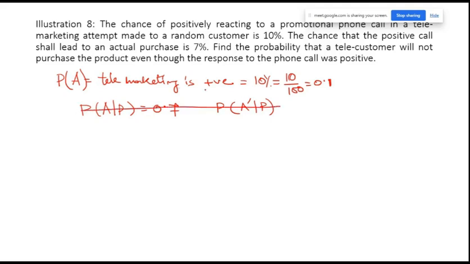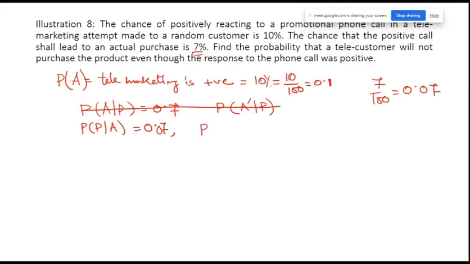A is the telemarketing was positive. Probability of purchase given A is equal to 0.7. The probability of purchase given that the discussion was positive. That means you call me to sell some product, I am taking it positively, then the chance that I will end up purchasing the product is 7%. Sorry, 7%, okay. So it is 7 by 100, so that is 0.07.